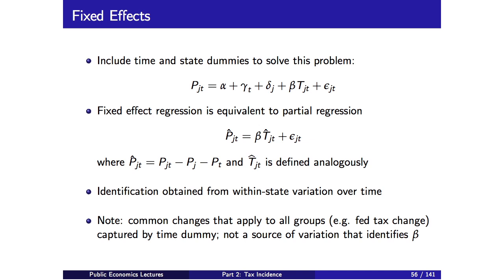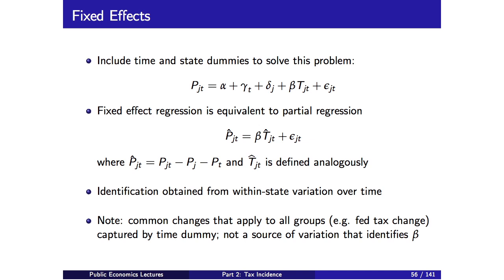Okay, so another way to think about that is define p hat jt as pjt minus pj, which is the mean price in state j, minus pt, which is the mean price in year t. So those are going to be the estimated state and year fixed effects, right? All the fixed effects are the average values. And so then this is like saying, what is the deviation in the state from the state mean and the year mean? So what's the residual in that state?